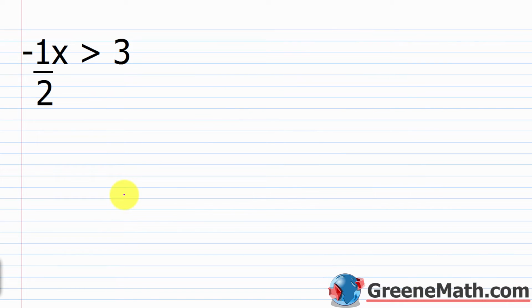All right, let's say we saw something like -1/2 x is greater than 3. What would I do to isolate x? So -1/2 x is greater than 3. Well, I want to get x by itself, and what I can do is I can multiply both sides of the inequality by the reciprocal of this, so that's -2/1, or basically -2.